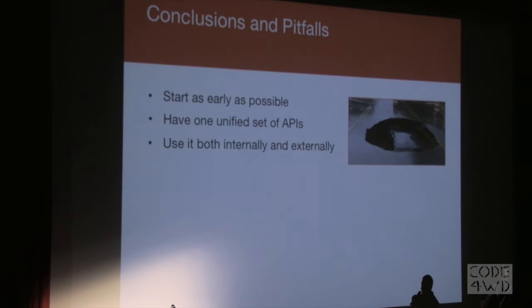It's important to use it internally. If you're developing an API like this, you have to use it internally. Don't develop an API just for partners, because then you'll never fix bugs and will never be working very efficiently. You have to eat your own dog food.